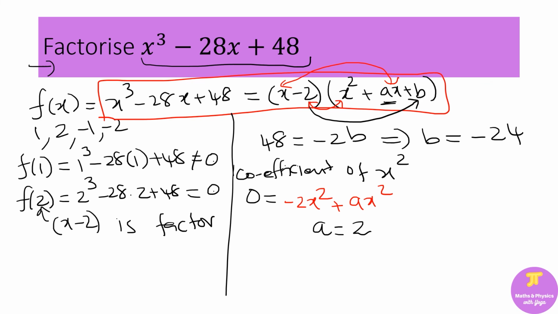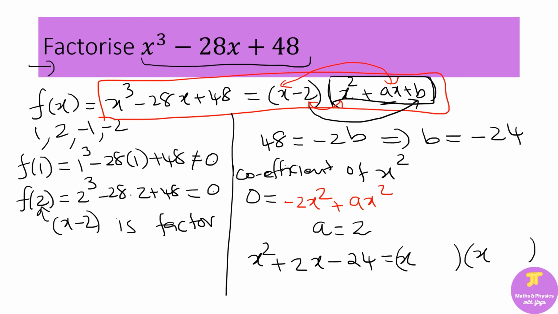Now we have found the quadratic function. The quadratic function is x squared plus 2x, and for the b, it's minus 24. And now we need to factorize this equation. So how do you factorize? We need to find two numbers whose multiplication is minus 24 and addition is 2, so it is going to be plus 6 and minus 4. Therefore, the answer to this question is: the first factor is x minus 2, and the other factors are x plus 6 and x minus 4.